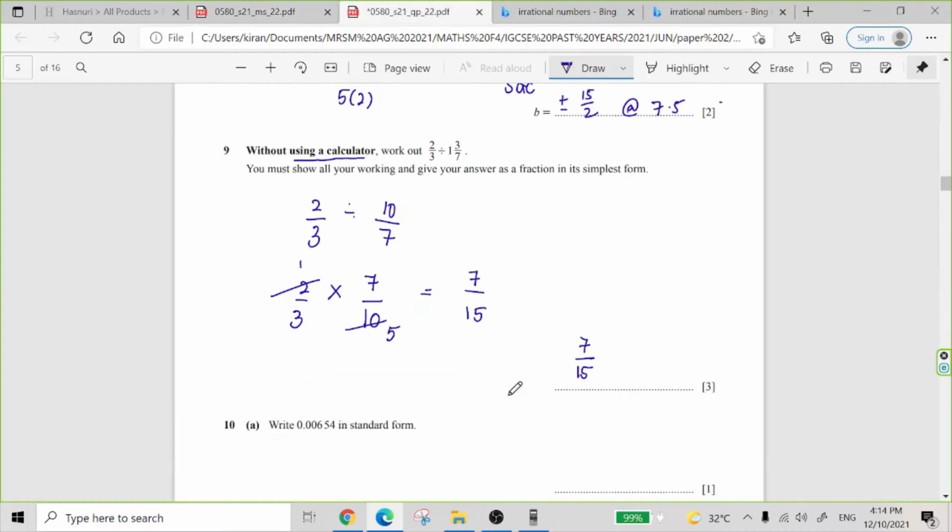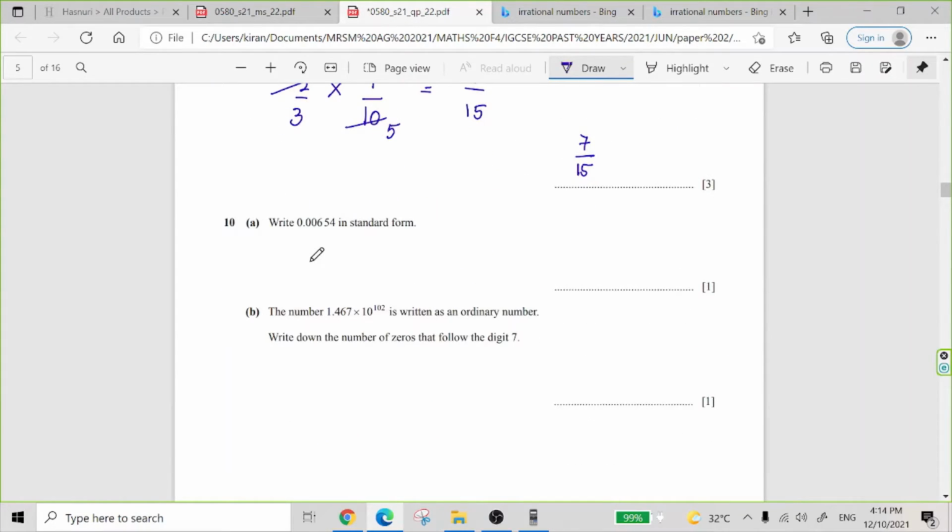Okay, next question. Write 0.00654 in standard form. Standard form, so kat sini ialah, tengok bila standard form mesti A times 10 to the power of n.